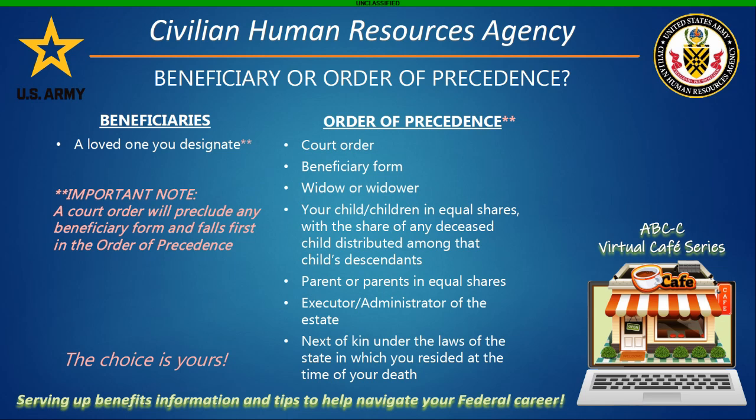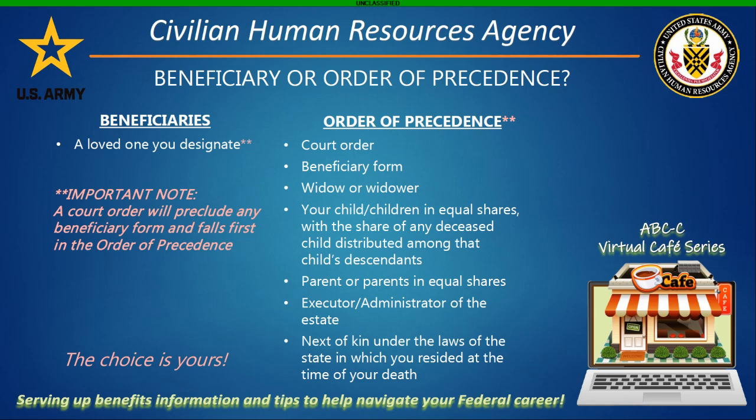What is the order of precedence? When a person passes away without leaving a will, that person's property falls into what's called an estate, and the laws of the state the deceased resided in at the time of the death govern the distribution of the estate. This is where that order of precedence comes in. For an employee's federal group life insurance and any additional federal benefits, the order of precedence is listed to the right on the slide here. In the end, it is the employee's choice to decide whether they want to determine the distribution of their property or they want the state to do so.